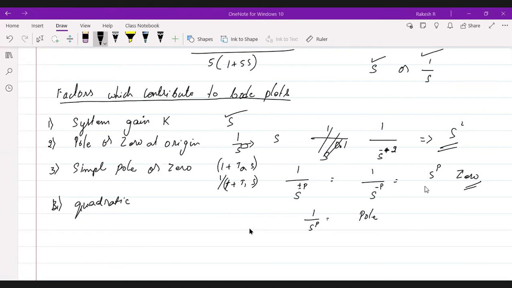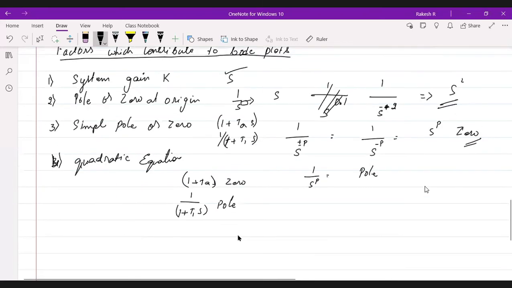Now the fourth point is the quadratic equation here. Sir, 1 plus T1S is a pole, sir? That is a simple pole. See, 1 plus T1S is a zero, right? 1 divided by 1 plus T1S is a pole. That means it should be in the denominator; that is called a pole. If it is in the numerator, that is called a zero.